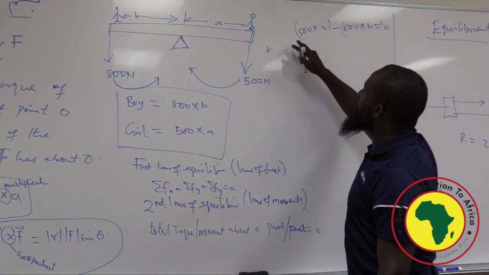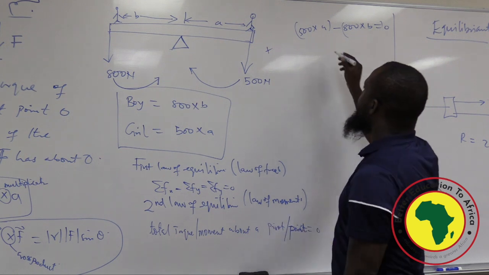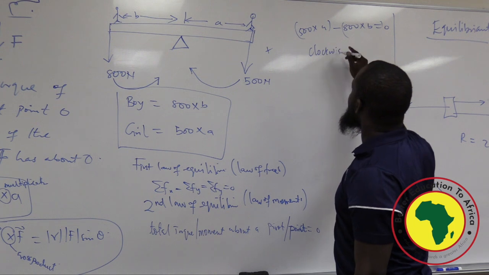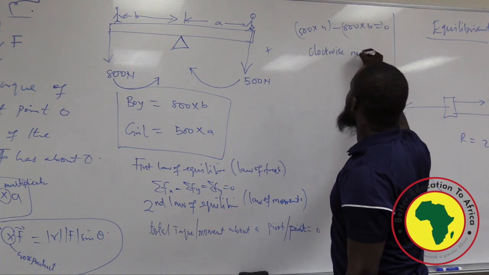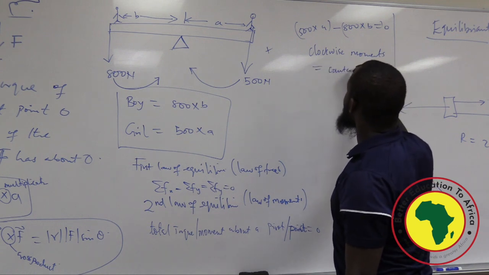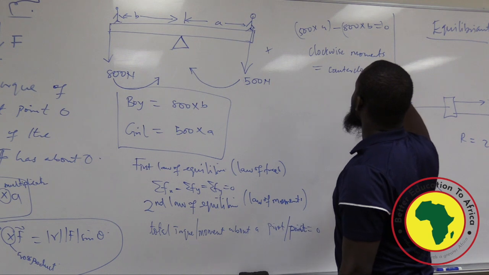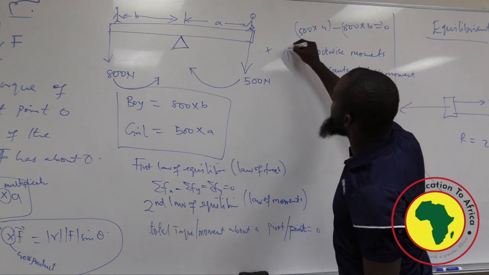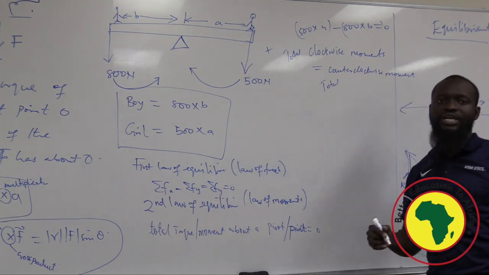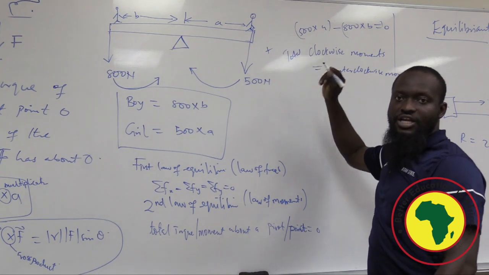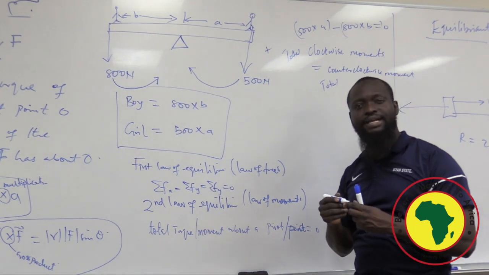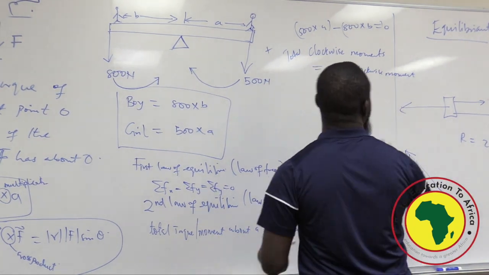So in another way of saying the second law of equilibrium, the law of moments, I'm going to use simple words: clockwise moment or torque must equal counterclockwise moment. Your total clockwise moment, summed up together, must equal your total counterclockwise moment. This is the easiest way. Instead of dealing with the positive and negative signs, solve for all the clockwise moments, solve for the counterclockwise moments, and equate them. So I'm going to take an example to explain this so you get the picture more clearly.